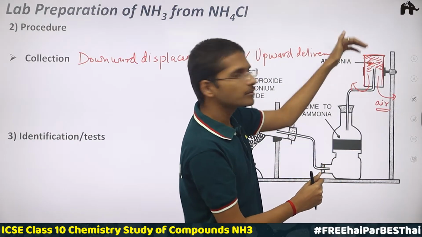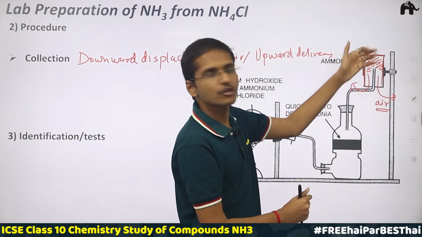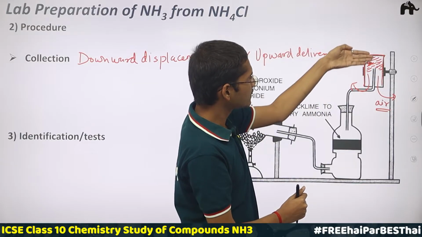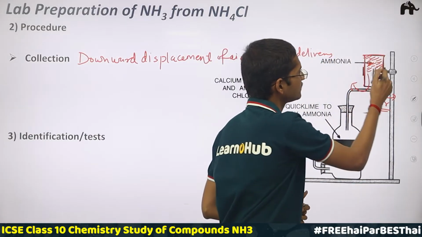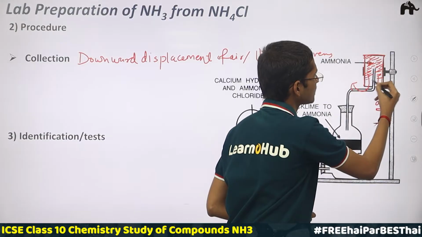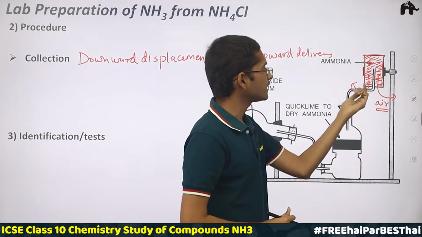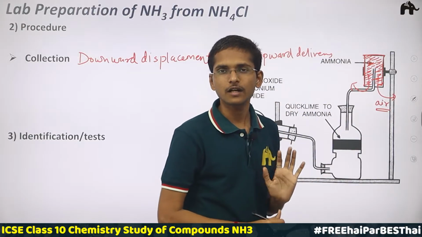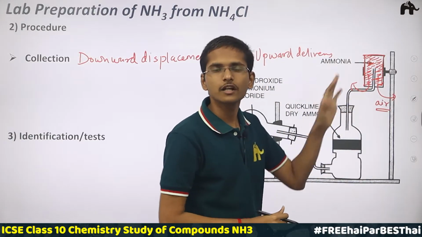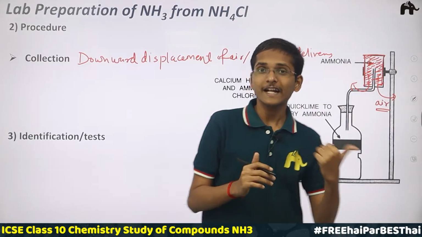Ammonia gas is going upper and upper, right? It is getting settled in the upper layer because it is lighter than air. It is settling in this way. So ultimately when the glass jar becomes full, it would be full of ammonia gas. All the air would be out of this inverted glass jar. So in this way we collect ammonia, since it is lighter than air.